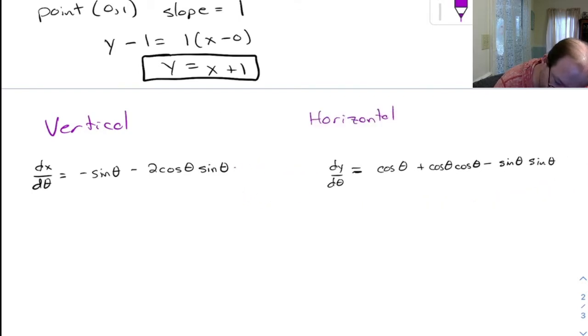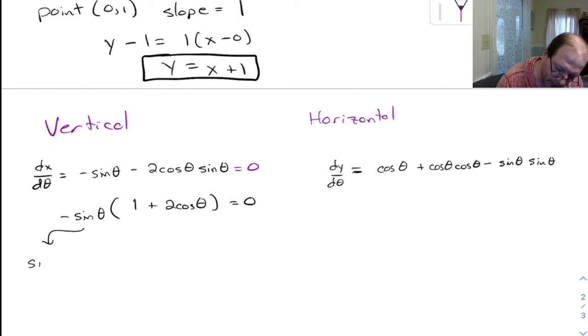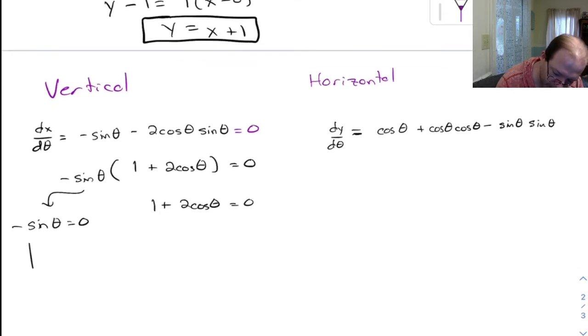So what we want to do is take this and set it equal to 0. And any solutions to this are places where we might possibly have a vertical tangent, not necessarily have to have one at all of them. So how do we solve this? Let's see, I'm going to factor out a negative sign. That's going to leave me with 1 plus 2 cosine theta. So now I've got to set these two guys equal to 0. Minus sine theta is 0, and 1 plus 2 cosine theta is 0. And I'm only trying to find the solutions between 0 and 2 pi.